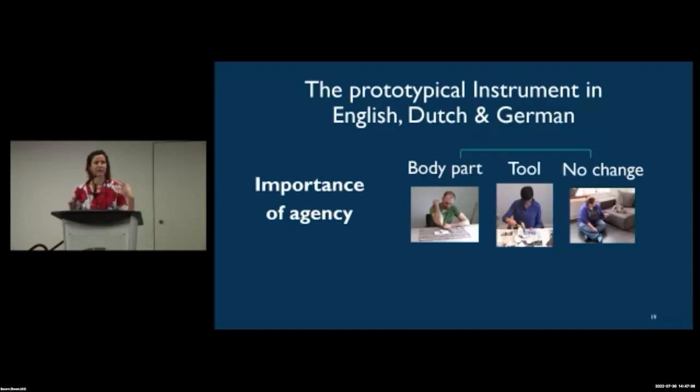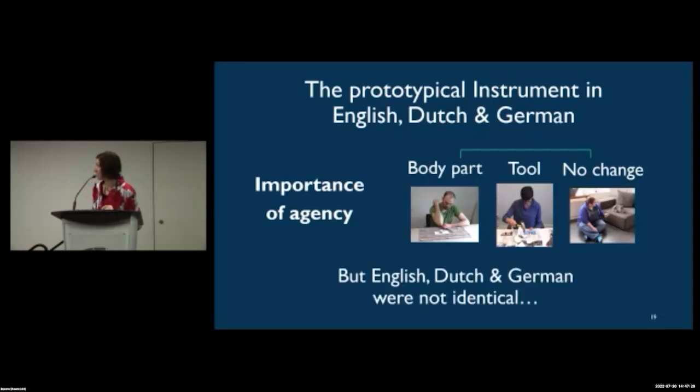And that kind of makes sense of why the body part events are looking just as prototypical as the tool events, because, you know, when I use my body to do something, like my elbow to smash a cupcake, that is kind of quintessentially the most direct extension of my agency. So that seems to be the most important feature that's coming through in English, Dutch, and German.